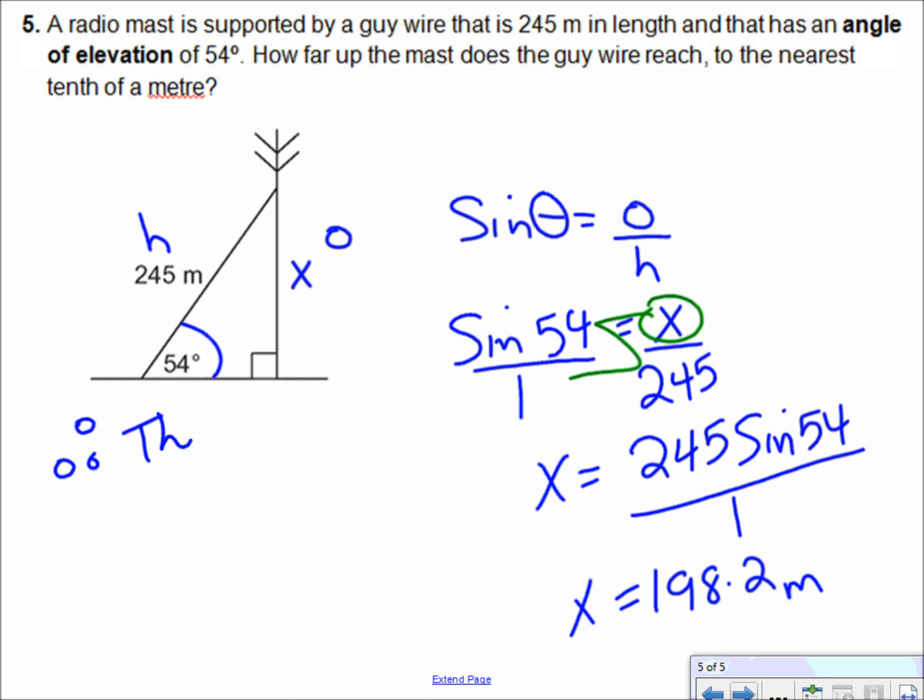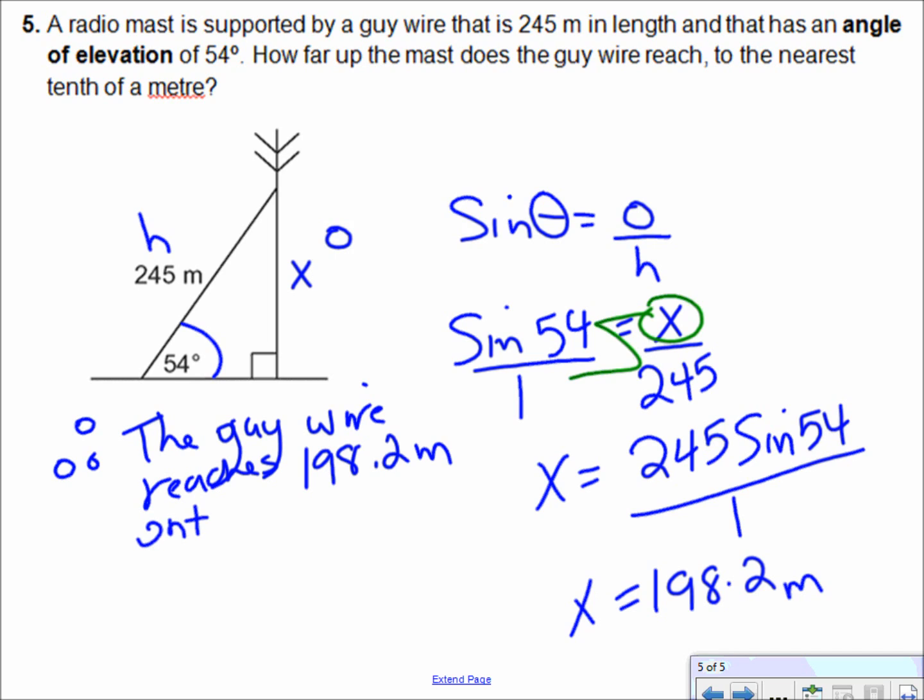Therefore, the guide wire reaches 198.2 meters up the support mast. Period. Your sentence can be whatever you want as long as you're giving me the solution and what the solution actually means. All right?